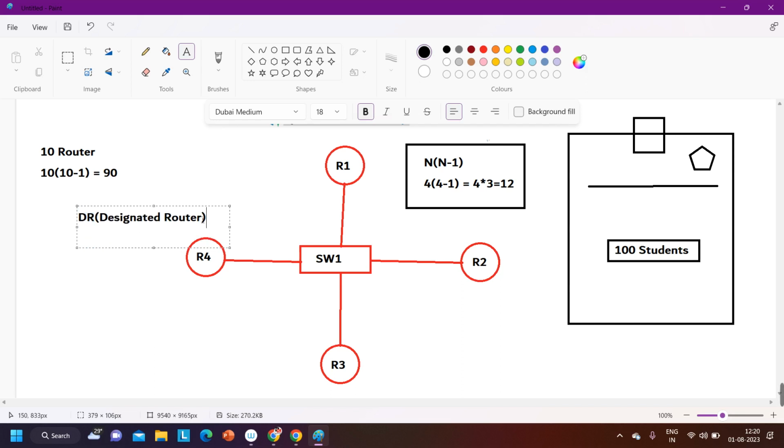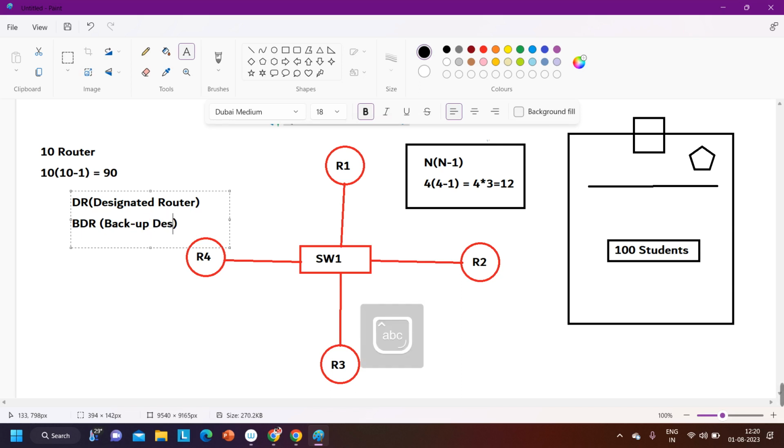Getting my point? And in the class, like monitor, there should be one more monitor, that if the monitor is absent, then what will happen? So that's why we should have one backup of the monitor as well, a sub monitor. In the same way, in this type of network, we will have one designated router, DR, and one BDR, backup designated router.